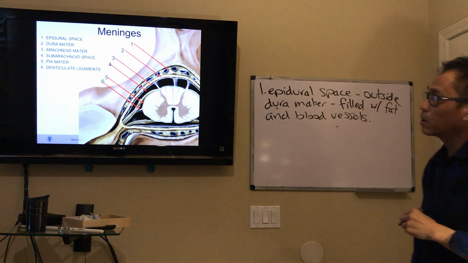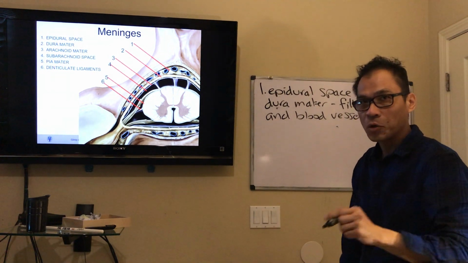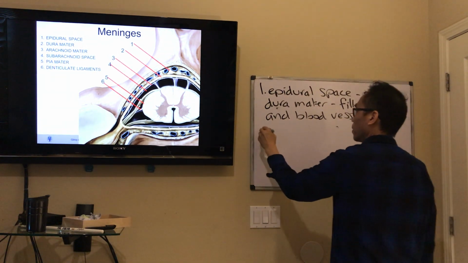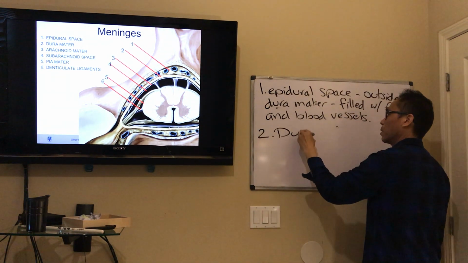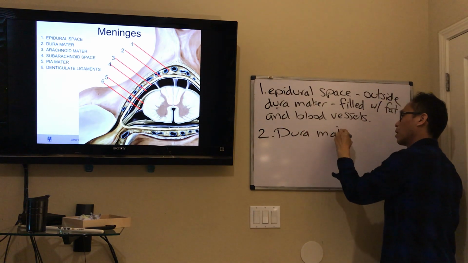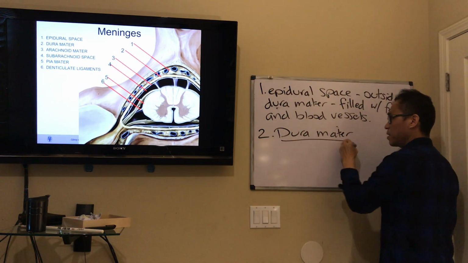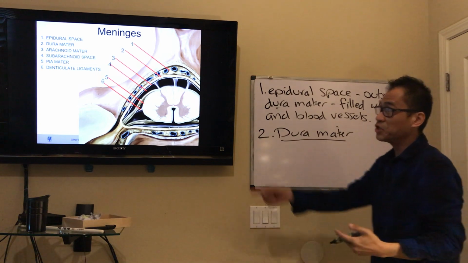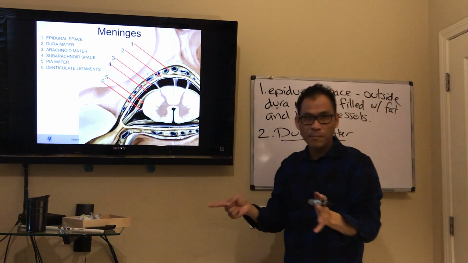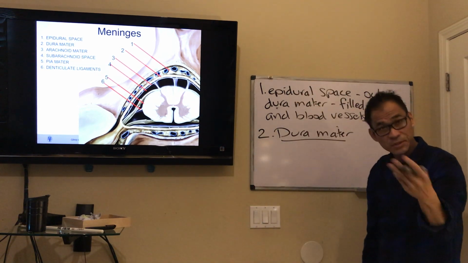Number 2, the dura mater itself. The term means tough mother. It is the thickest of the meninges. Meninges means membrane. It's the thickest, toughest one. It means tough mother.